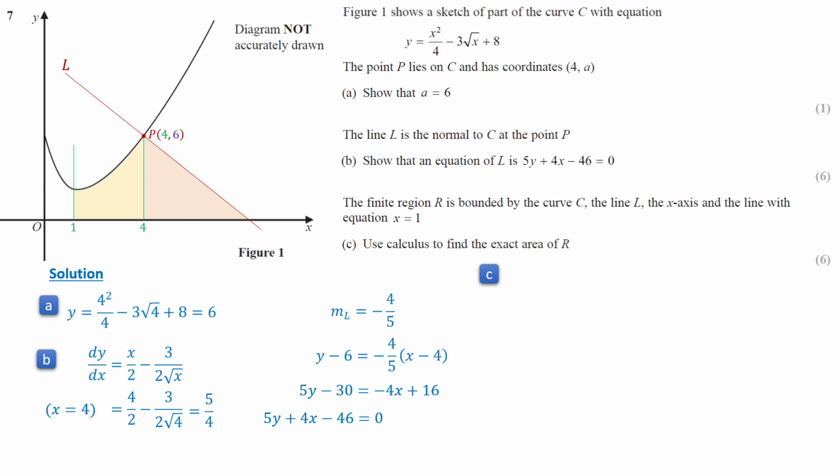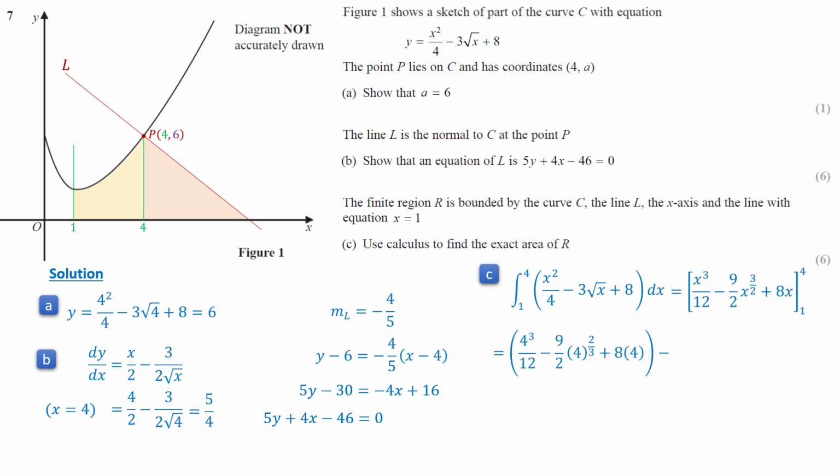To find the area between the curve and the x-axis, we integrate the curve equation from x equals 1 to x equals 4. The integral of this expression is x cubed over 12 minus 9 over 2 x to the 3 over 2 plus 8x. Substituting the limits, x equals 4 and x equals 1, gives an area of 73.75.